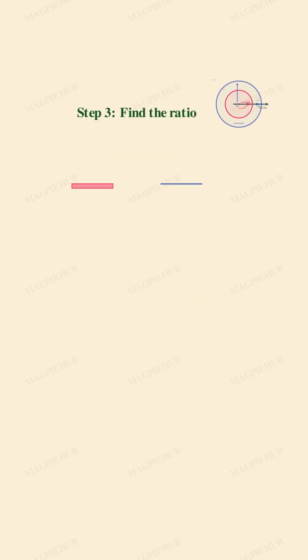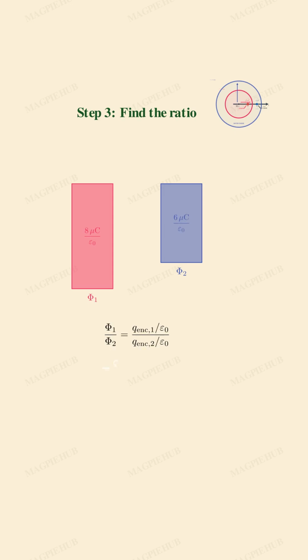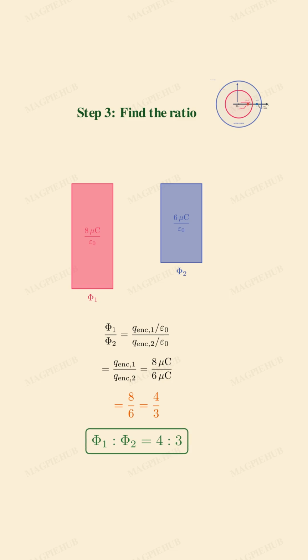Step 3. Now we take the ratio. Phi1 over Phi2 equals Q enclosed 1 over Q enclosed 2, since epsilon naught cancels out. This gives us 8 microcoulomb over 6 microcoulomb. Simplifying, 8 over 6 equals 4 over 3. Therefore, the ratio of electric flux is 4:3.